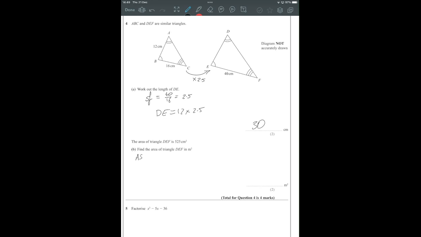Well, we now need the area scale factor, which is that linear scale factor squared. So 6.25 is the number I'm using. I'm also going backwards. Oh no, I've misread the question entirely. This isn't similarity anymore. We are just converting the area of DEF into meters squared. We're not actually doing anything with ABC at all. So you can ignore those last comments.